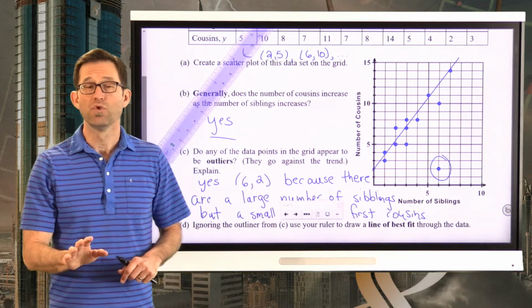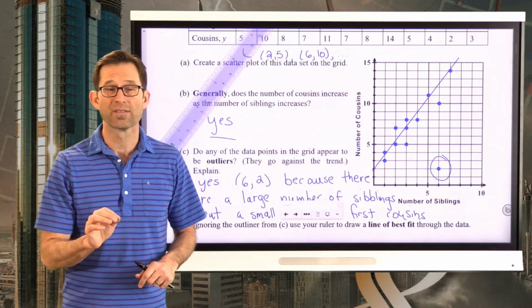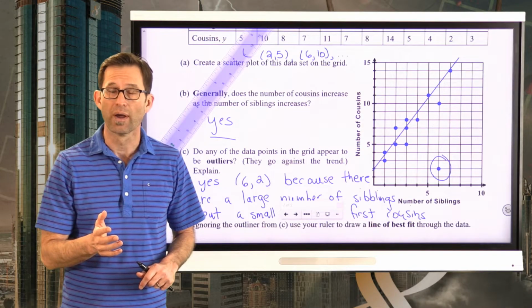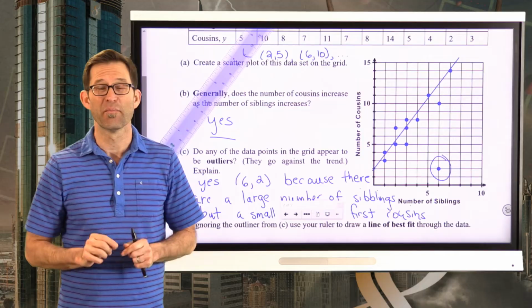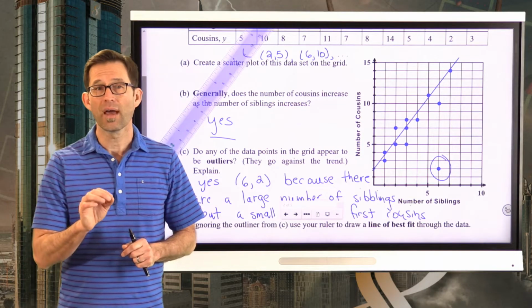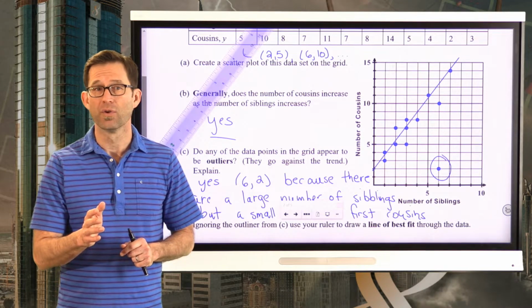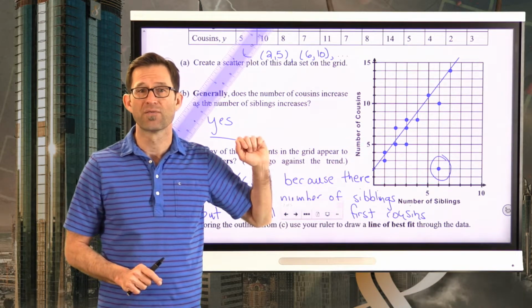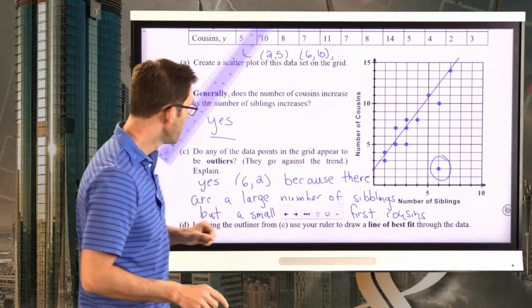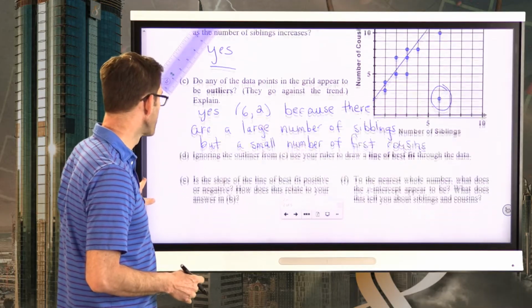Okay, you may not have exactly the same line as I do. You probably don't, right? But we don't really have any way of really getting the best fit line right now. When you take Algebra 1, maybe in a few years, then you'll actually be able to find the exact line of best fit using technology. Let's keep taking a look at this question.